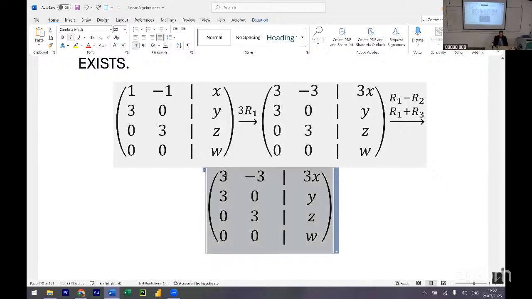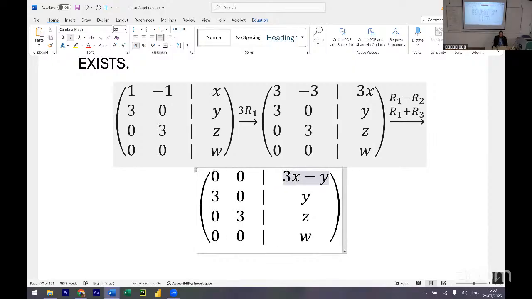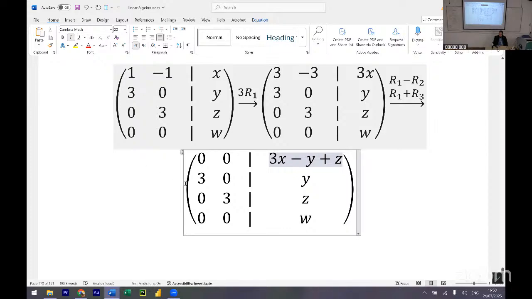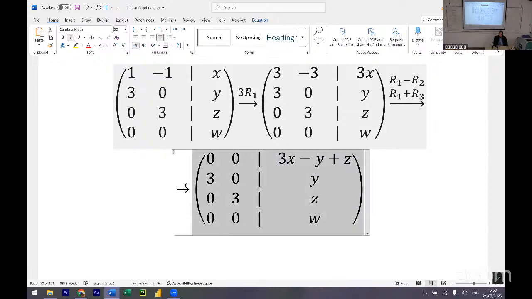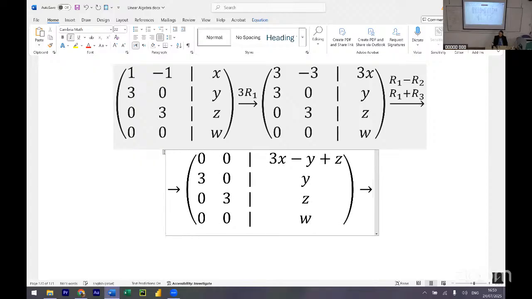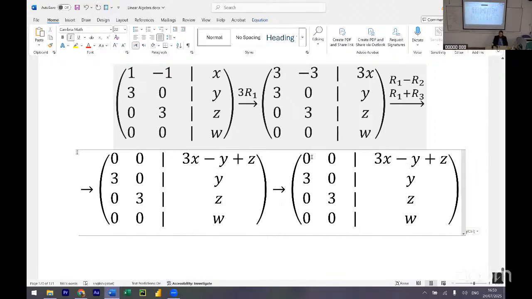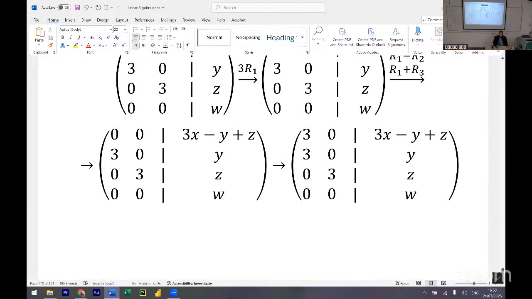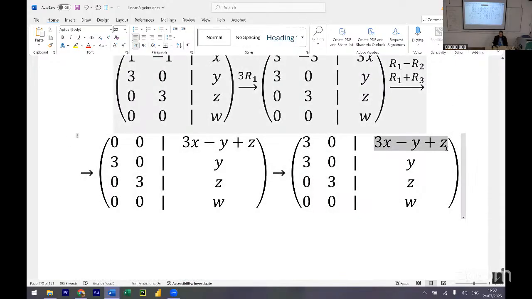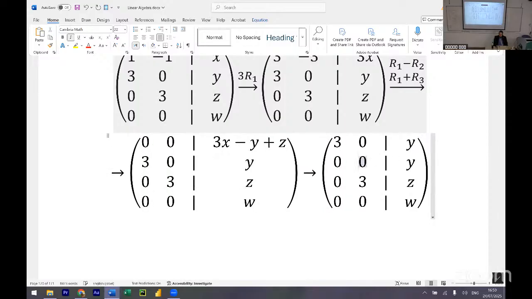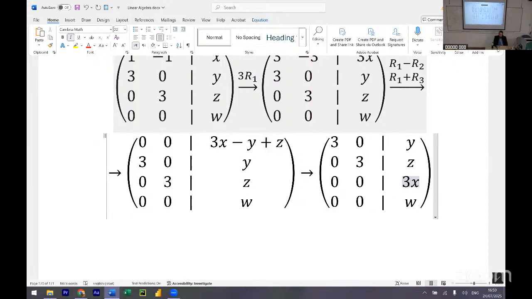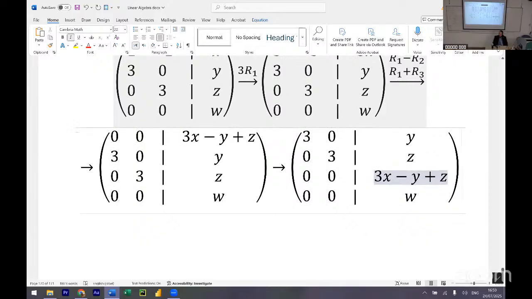0, 0, and here 3x minus y plus z. Okay, and we need to replace the rows such that we'll get 3, 0, 0, y, 0, 3, z, 0, 0, 3x minus y plus z. Yeah, this is what I meant.